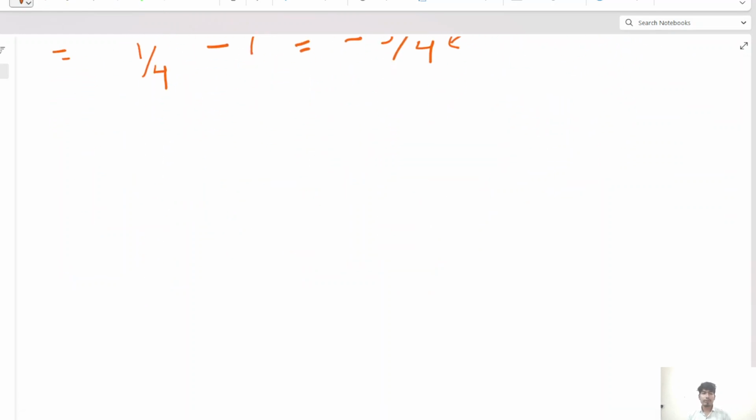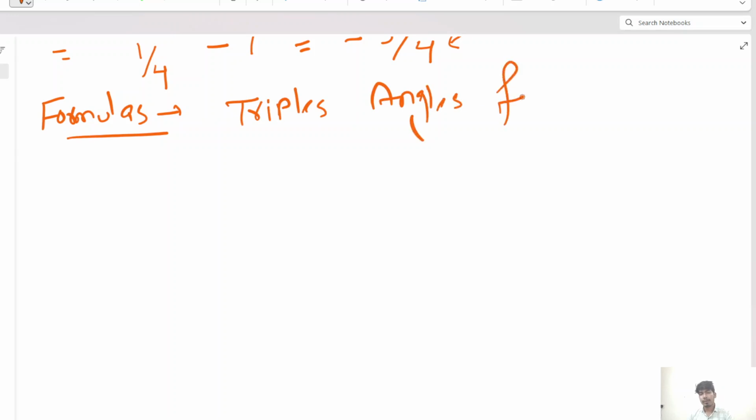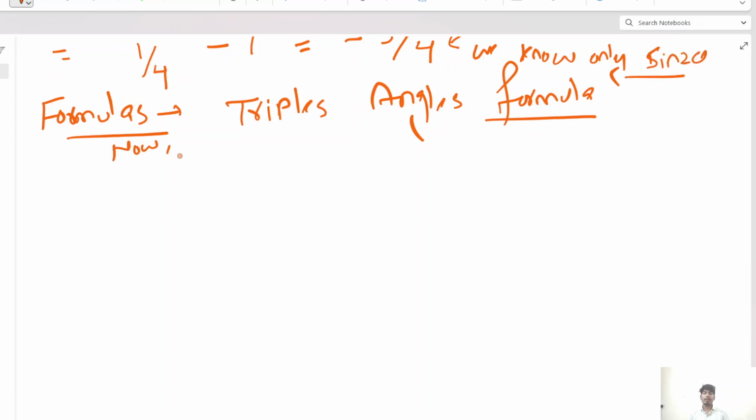Next question. Some formulas are known as triple angle formulas. Triple angle formulas mean, we only know sin 2 theta by now, but now we study sin 3 theta, cos 3 theta, tan 3 theta.